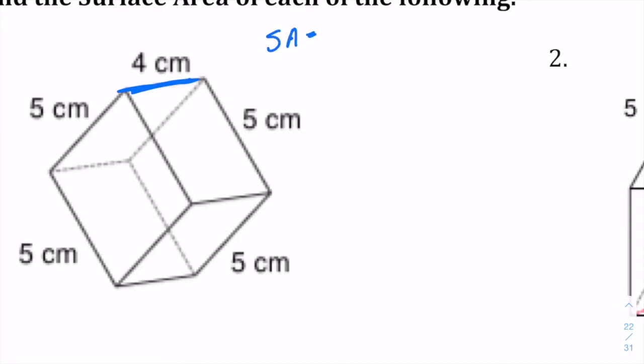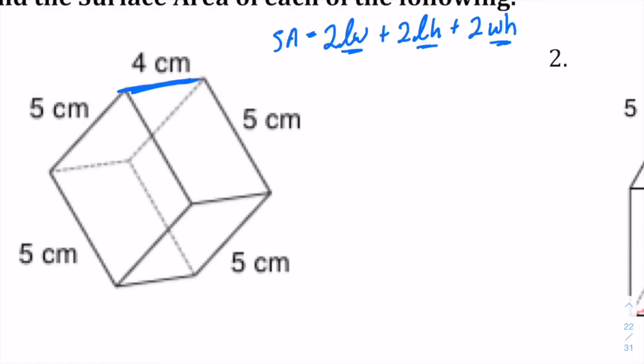It would be provided on your tests as well as the PSSAs. Surface area, sometimes written with an SA, sometimes just written as A, is equal to 2LW plus 2LH plus 2WH. So what does this mean? Length times width, length times height, and width times height.